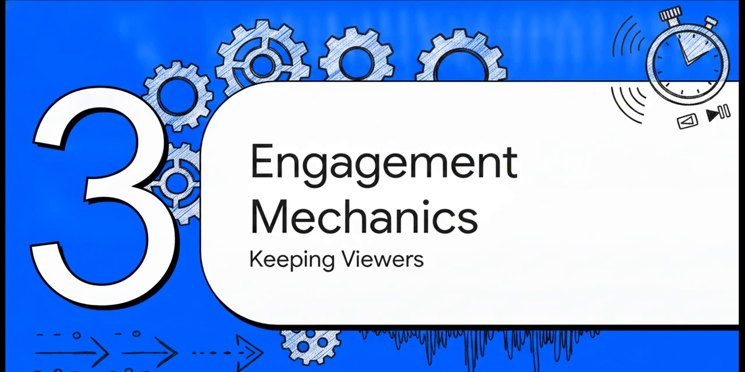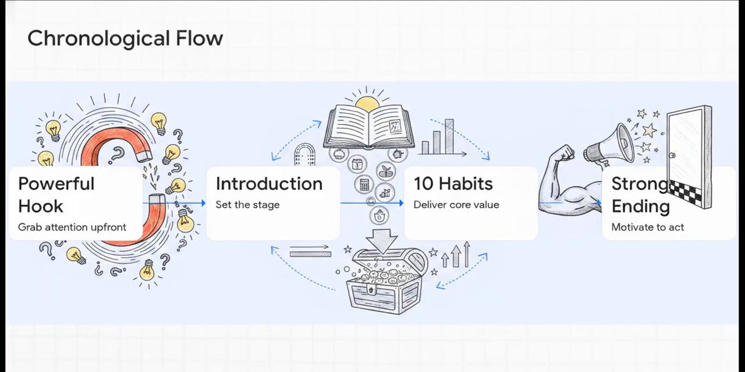Okay, Section 3, Engagement Mechanics. Basically, how do we keep viewers from clicking away? This sequence right here reveals the absolute, non-negotiable chronological flow of the script. It demands a powerful hook right up front, which is a completely vital element to grab attention before the viewer can just scroll away forever.